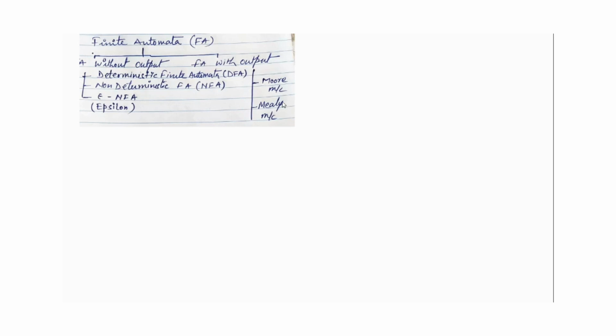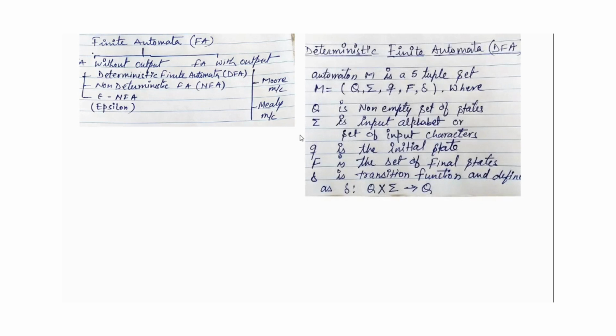We will discuss all these five types of finite automata one by one in the coming lectures. In this lecture we will start with deterministic finite automata, that is DFA. What is automaton? What is automata? This is already discussed in the previous lecture. So go through that lecture first, then come to this lecture.